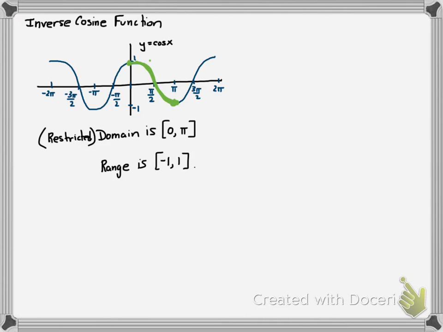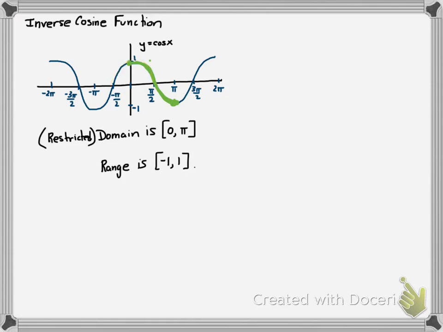Now you might be thinking, well, Diane, why don't we just use the same restricted domain as we had for the sine function? And that would mean that we would start at -pi/2 and go to pi/2. And the thing about that is that if we choose that same portion of the graph, then our function is not one-to-one, and so we're not going to be able to have an inverse. So we have to choose a different restricted domain for the cosine function than we did for the sine function.